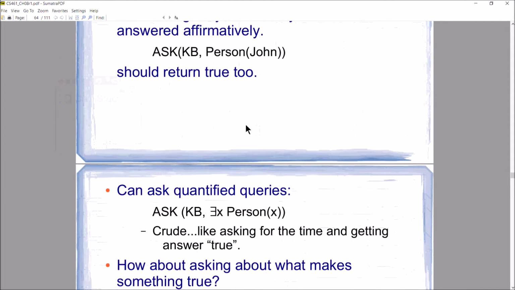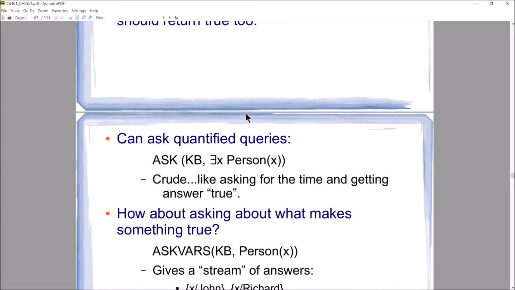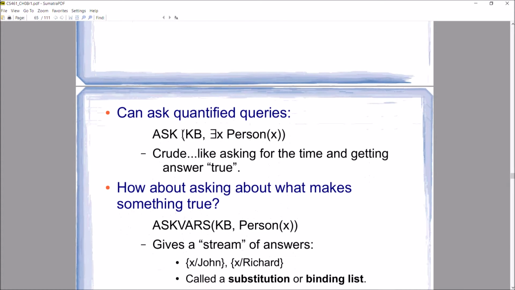All right, so how about asking quantified queries? We might ask the knowledge base, do you know if there is a person in your knowledge base? This is maybe not the most useful type of question. It's kind of crude, like asking for the time and the answer is true.